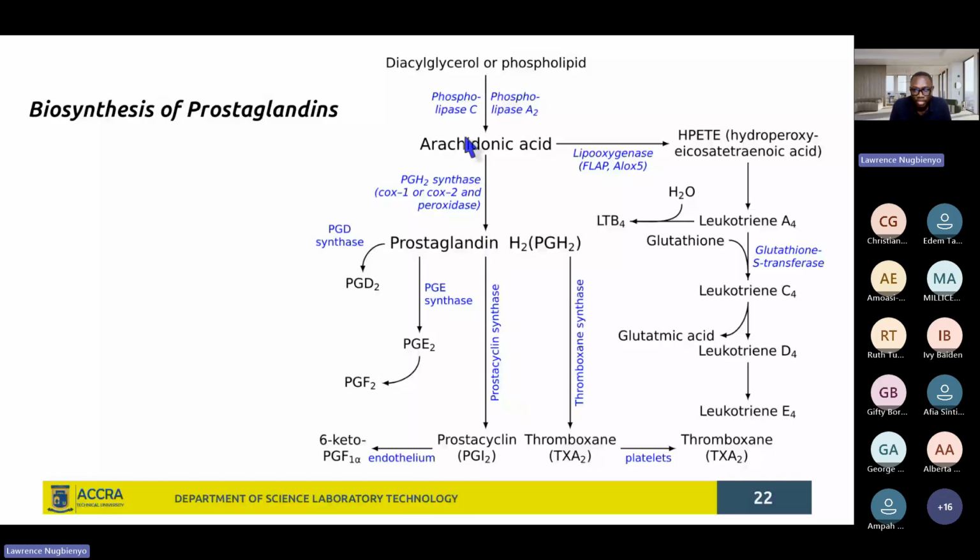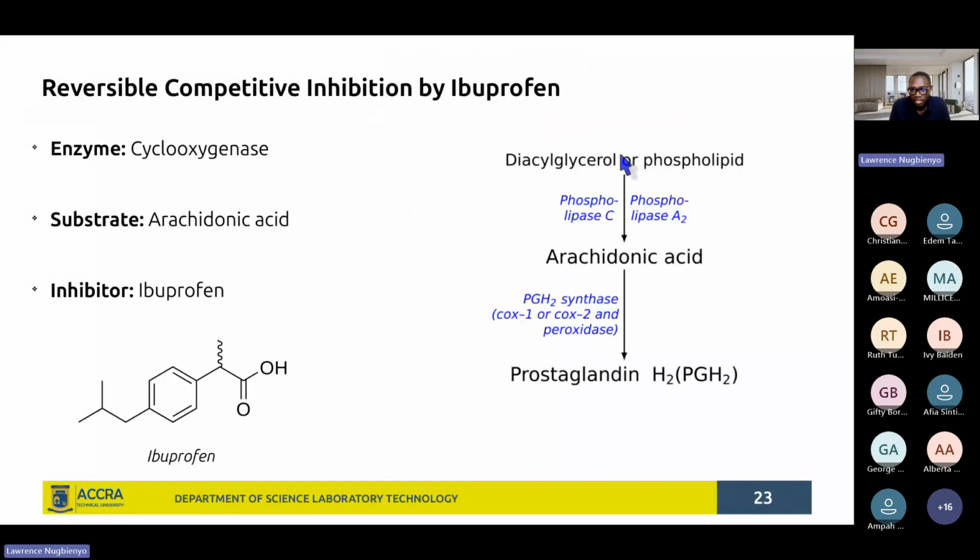All right, so let's zoom in on that reaction where you have the formation of prostaglandins. You have Brufen. It's a common non-steroidal anti-inflammatory drug, which is an inhibitor to cyclooxygenase. So these are cyclooxygenases, COX-1, COX-2.